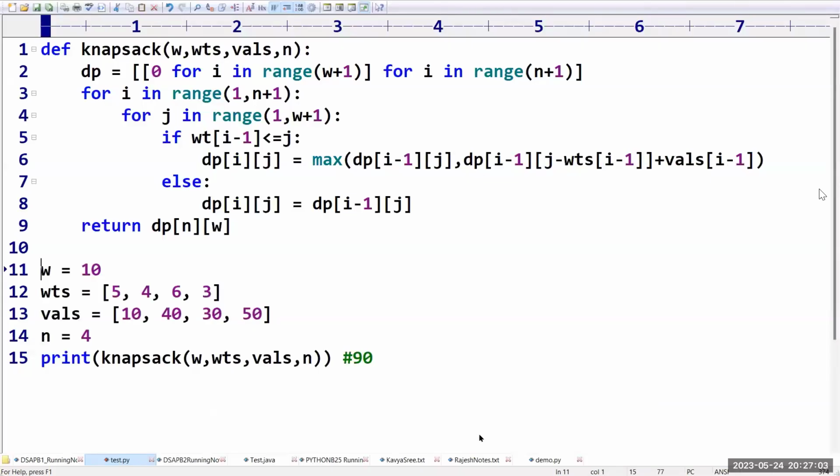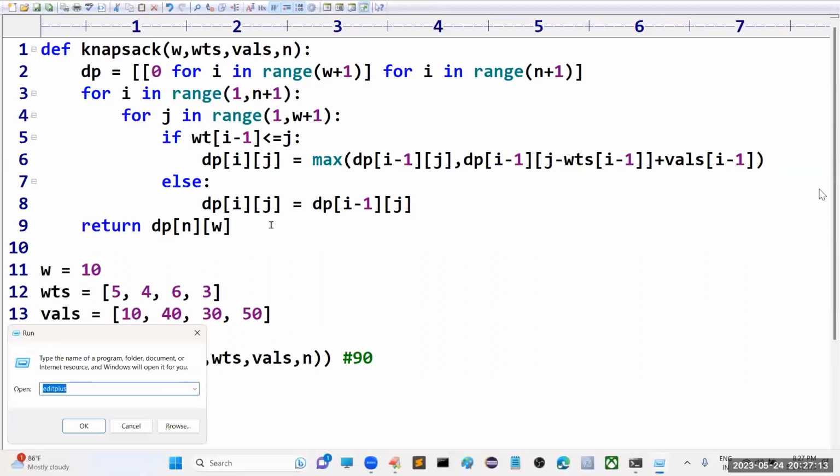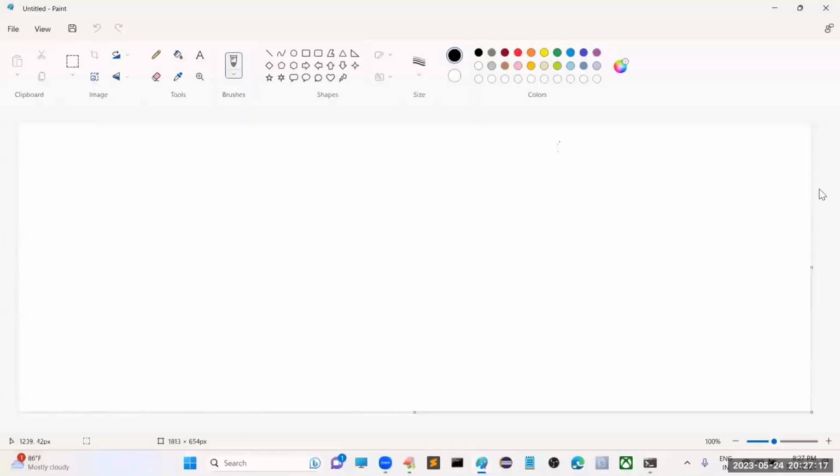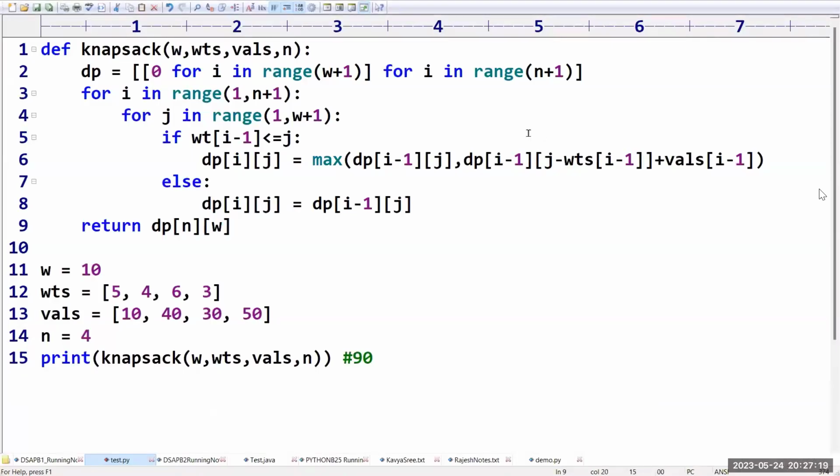Sir, I have not started explaining the program yet. I will explain, please wait. Okay. So now what I am going to do is represent these using a diagram so that you can understand very well.